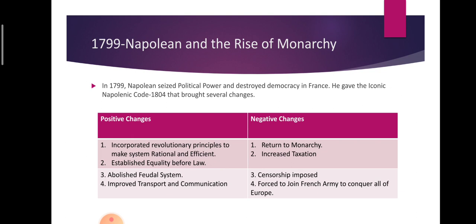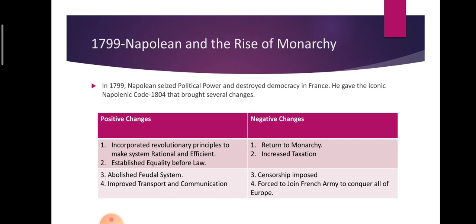1799 was the rise and return of monarchy. A person named Napoleon came to power. He occupied a large territory of France, obviously by power. He destroyed democracy, and he seized all the political power and again brought the absolutist system back in France.